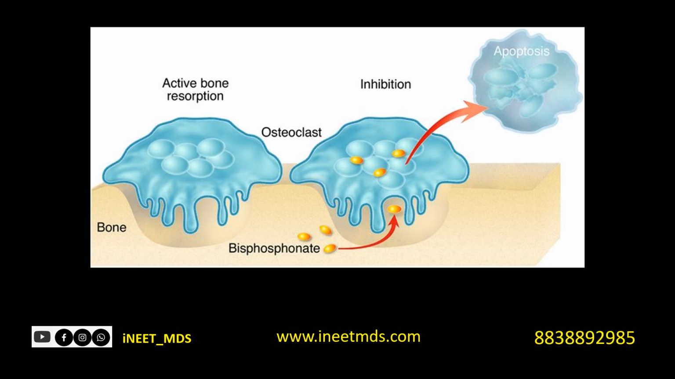A bone has two types of cell, a bone forming cell named osteoblast and a bone destroying cell called osteoclast. So a normal bone turnover means there is equal amount of bone deposition done by osteoblast as well as equal amount of bone resorption done by osteoclast. So these bisphosphonates act on the osteoclast. They bind with the osteoclast and lead to apoptosis or programmed cell death of the osteoclast. Thereby, the number of osteoclasts in a bone gets reduced. Because of that, bone resorption slows down.